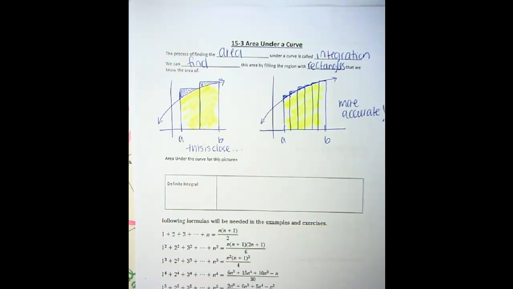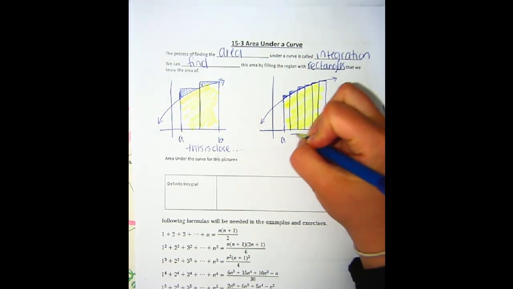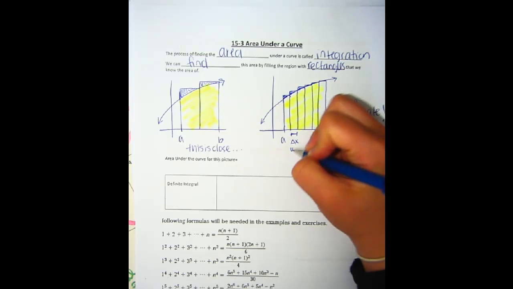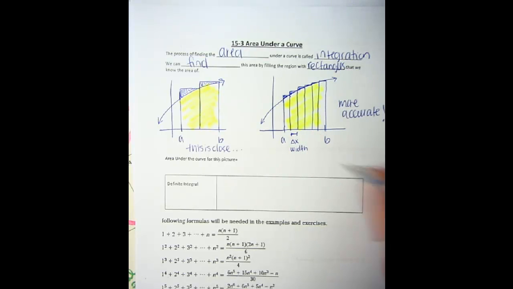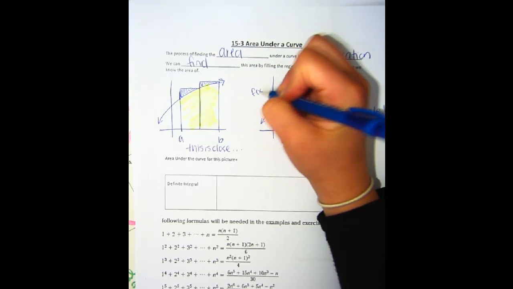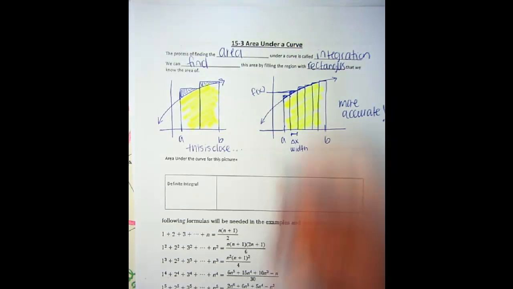And that's good. So if we were to actually find the area for every single rectangle and add them all together, we would take the width of each of these, which is delta x, and then we would find the height of each of these, which is f of x. So the y value, and that would be the height.